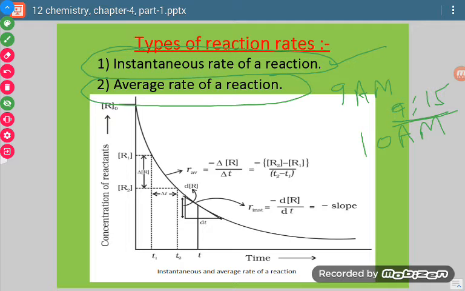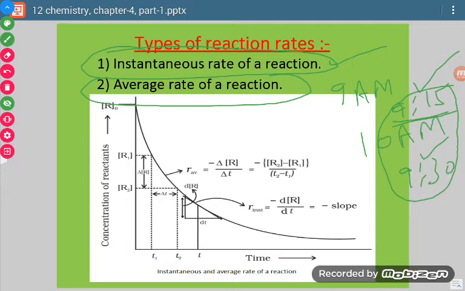Instantaneous rate of reaction is the rate of reaction at a particular instant of time, whereas average rate of reaction means we have to take a certain time period. Say if I am taking from 9:15 to 9:30, then we have to consider the concentration at 9:15, then we have to consider the concentration at 9:30.